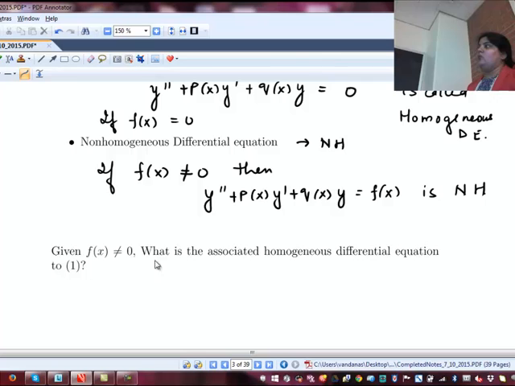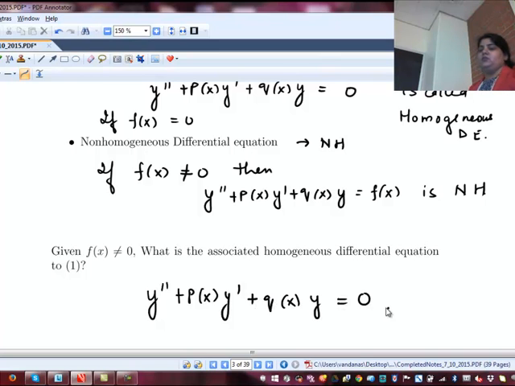Given f(x) non-zero, what is the associated homogeneous differential equation to 1? So suppose somebody comes and gives you f(x) to be non-zero. What is the associated homogeneous equation to this equation? You will just replace f(x) with 0. So this is the associated homogeneous problem for a non-homogeneous one. Okay.